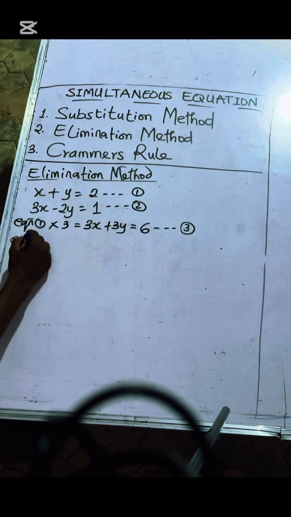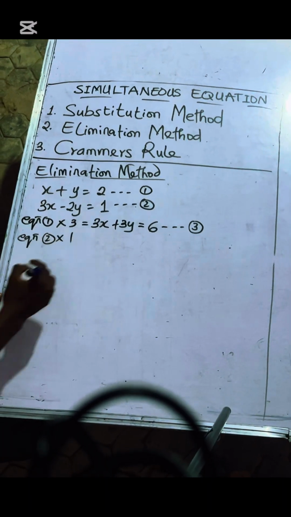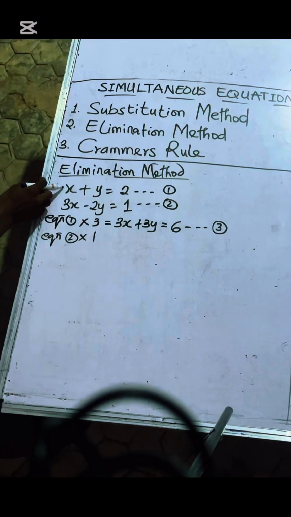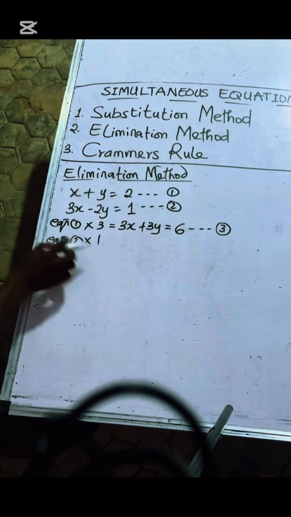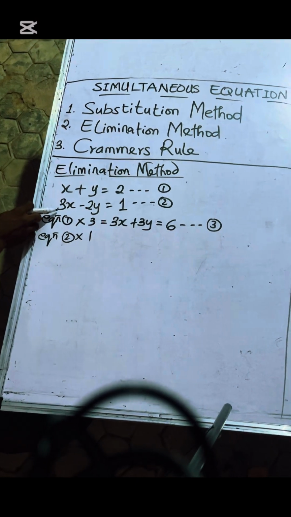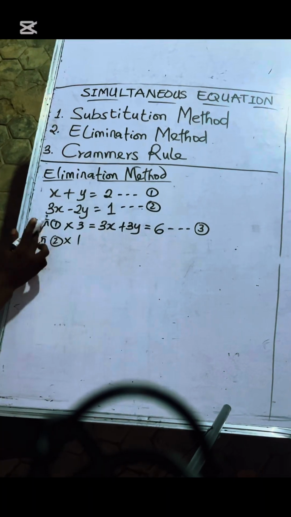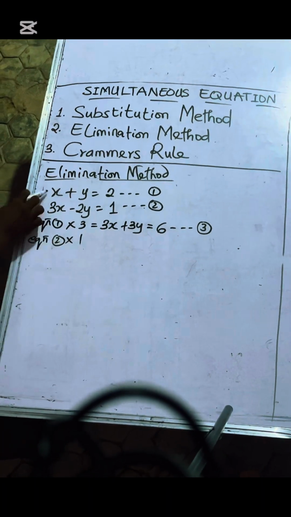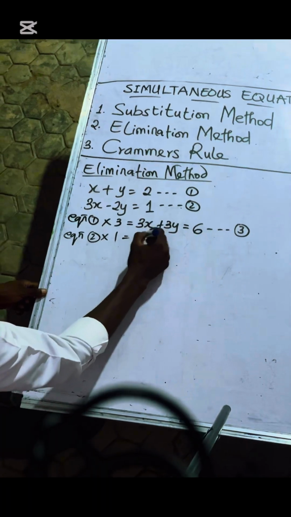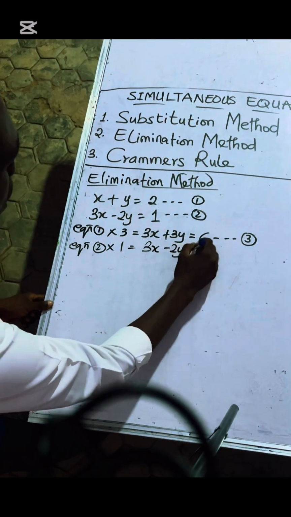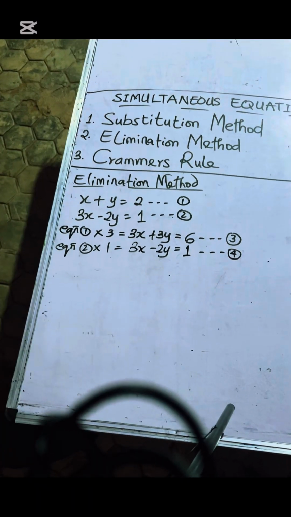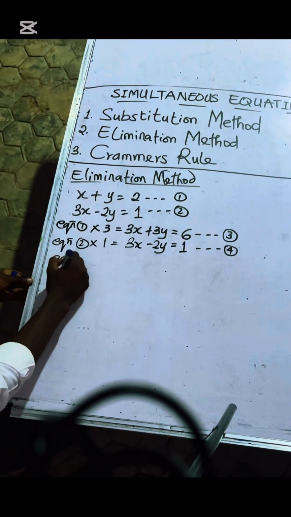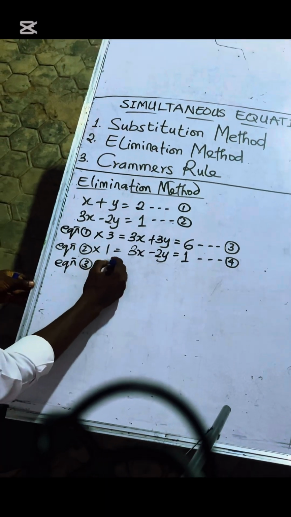And then I will say equation 2 times 1. Now I'm picking the coefficient of equation 1 x to multiply with equation 2. I'm picking the coefficient of equation 2 x to multiply with equation 1. That is what I just did, times 3, yeah? Times 1 from here. And then I will have 3x minus 2y is equated to 1. I will call this equation 4. Now why I'm doing so, because I want to do equation 3 minus equation 4.